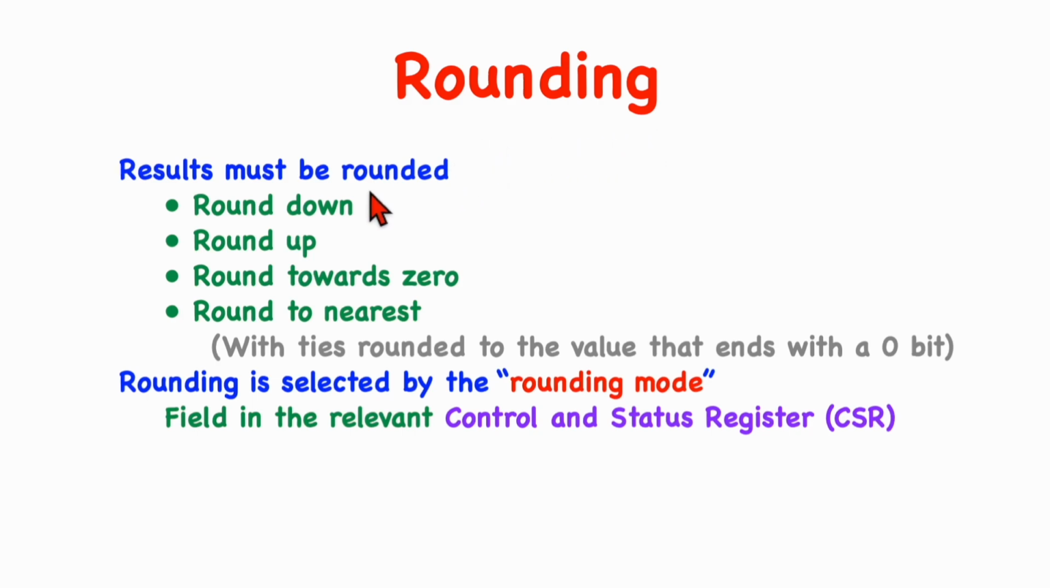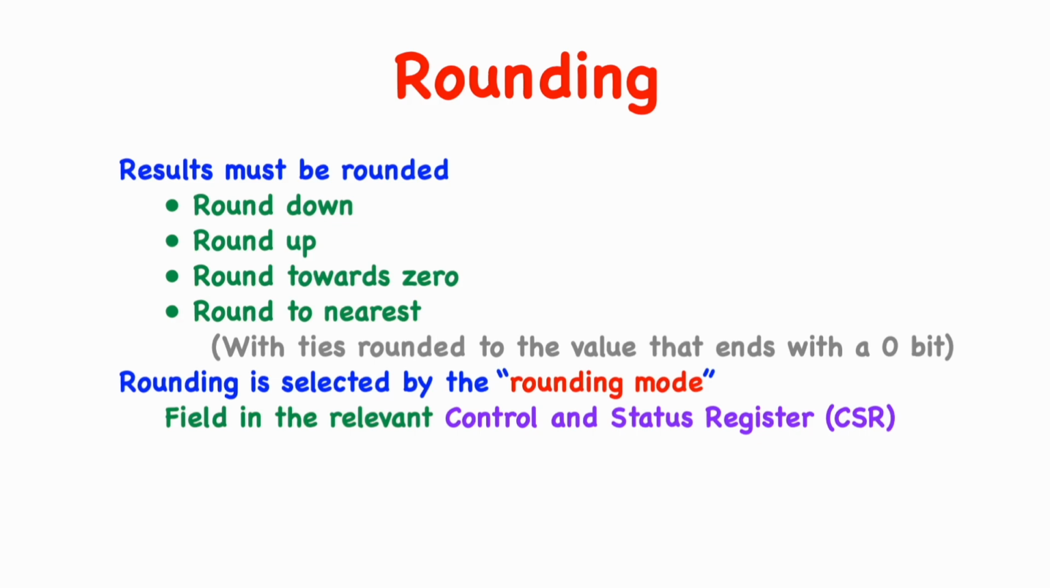The IEEE standard describes several rounding operations. We can round a result down, or we can round it up, or we can round it toward zero. That is, we round positive numbers down and negative numbers up. But perhaps the most useful is to round the result to the nearest number that is representable as a floating point value.